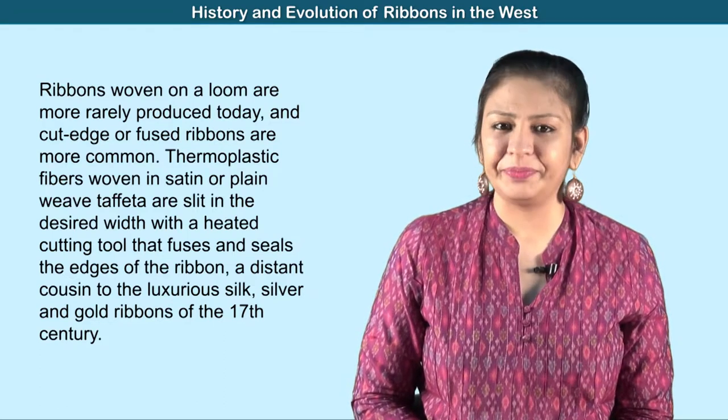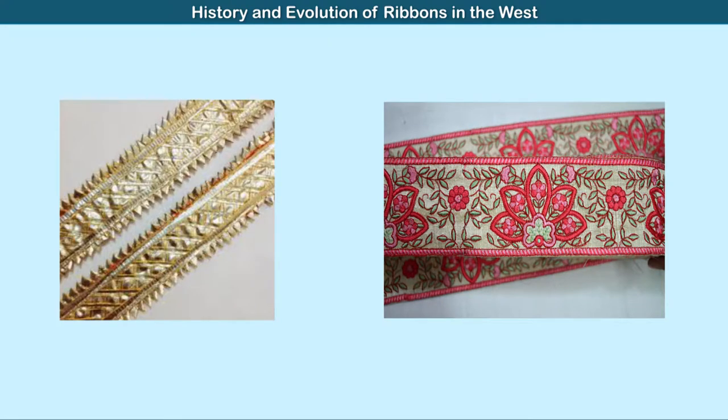Now coming to India. In India, we have always used strips of fabric for tying and for ornamenting. Today, more than ribbons, woven, printed, embroidered borders and gota are used to embellish garments. Even today in our country, the status and the wealth of a wearer of a garment is judged by the thickness of the border and the work on it.